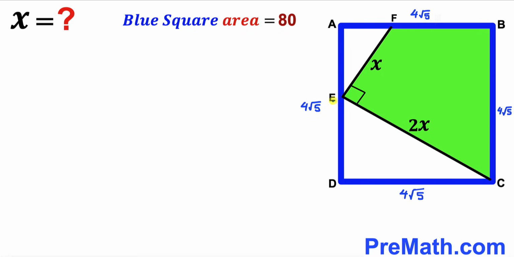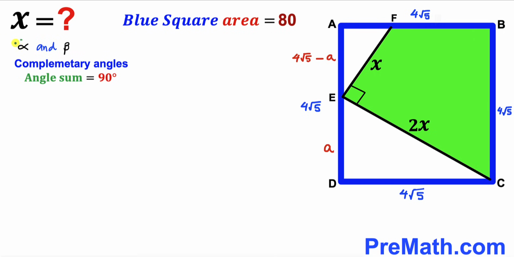And here's our next step. I'm going to label this segment DE length as lowercase a, and we know this whole AD side length is 4 times the square root of 5. So therefore this segment AE length is going to be 4 times the square root of 5 minus a.